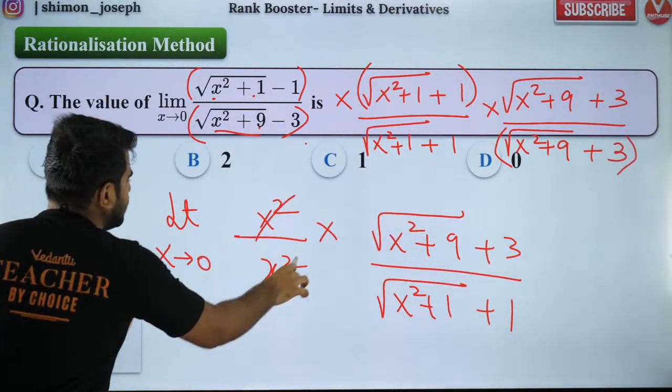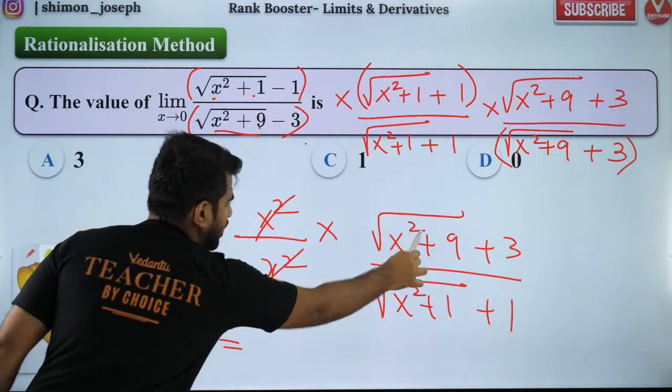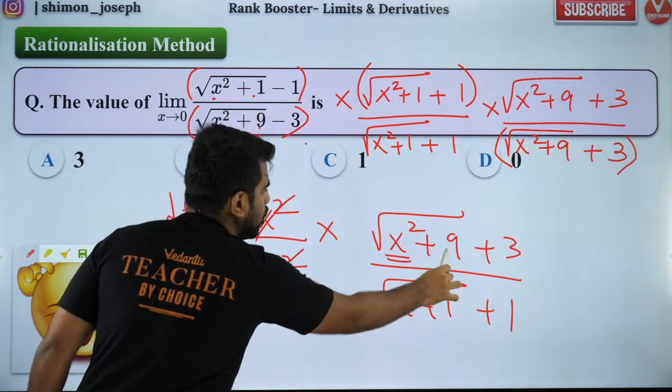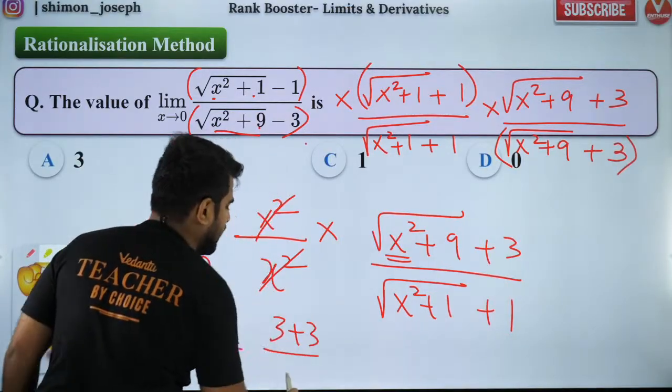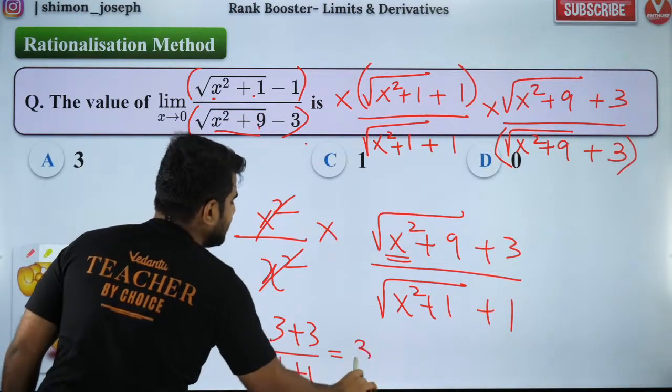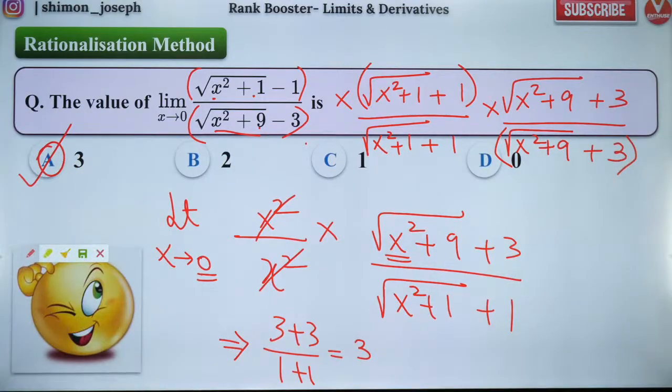So I can cancel these two x square. Now directly substitute the value of x. Now put x equal to 0 directly. So if I put 0, I'll get root 9 plus 3, which will be 3 plus 3. And here you'll have root 1 plus 1, which will be 1 plus 1. So the answer is 3, which is option A. So option A is the correct answer.